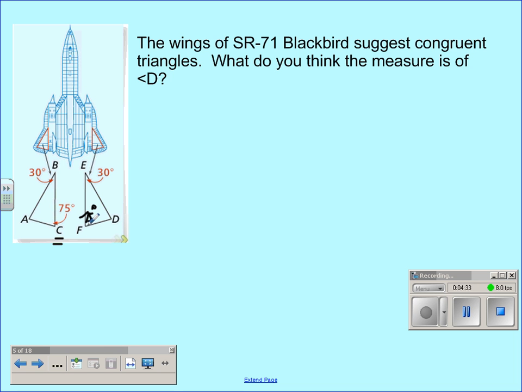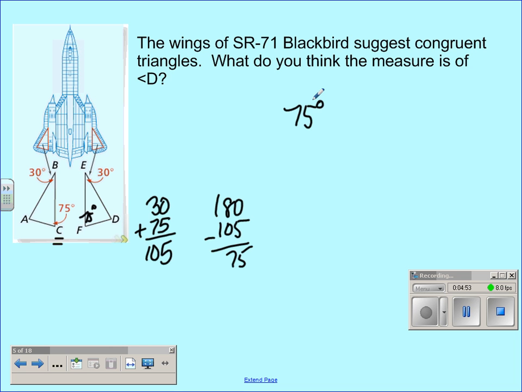And so therefore that's 75. 180 degrees are in a triangle, so therefore D is going to have to be the same as A. So we just need to add our two angles together. Get 105, subtract that from 180, and we'll get 75 degrees. So that's how much angle D is, and also how much angle A is.